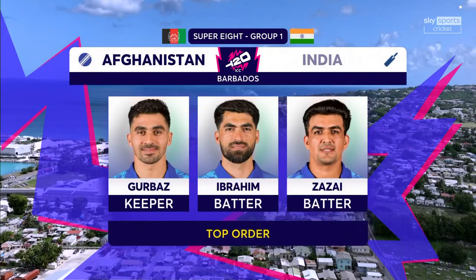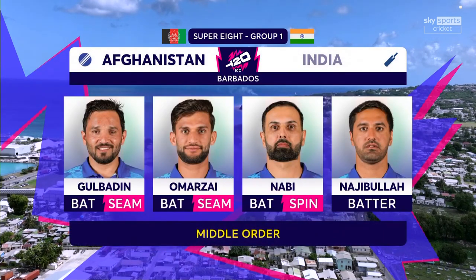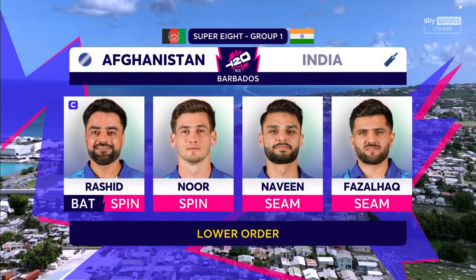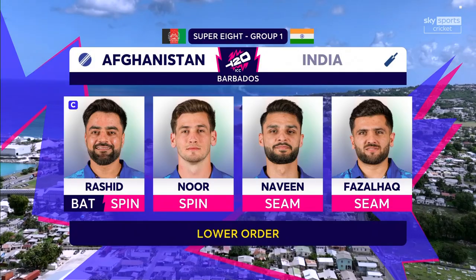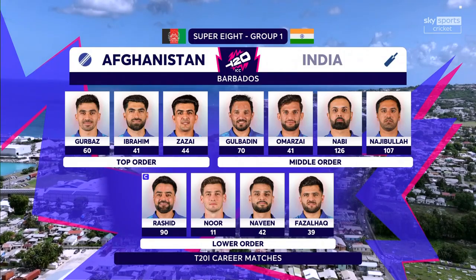Yeah, and the Afghanistan side, one change, we'll get to that as well, but Gurbaz and Ibrahim have been very good at the top. Hazratullah Zazai comes into the side, who replaces Karim Janat, so they lose an all-rounder for a batter. Gulbadin, Azmatullah Omarzai, Nabi and Najibullah, and it'll be the job of the bowlers, first and foremost, to get rid of some of that Indian top order. Rashid, Noor, Naveen and Fazalhaq Farooqi, who has been very good throughout the tournament. Well-balanced side, the one change, more batting power and slightly less all-rounder power.